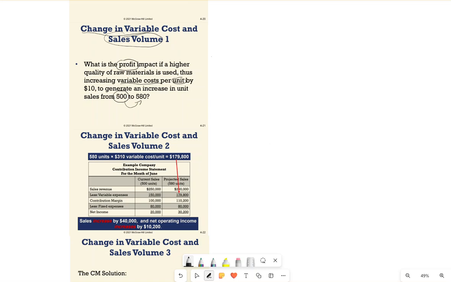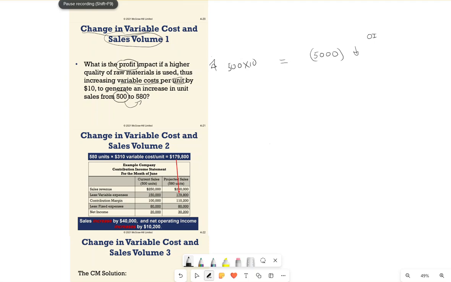Now the sales are increased by 80 units. So we had 500 units before. The variable cost is changed by $10. So the change in variable cost is 5,000. It's a cost increase. The impact on it will reduce your operating income. So it will reduce your operating income when the variable costs or fixed costs are changed.